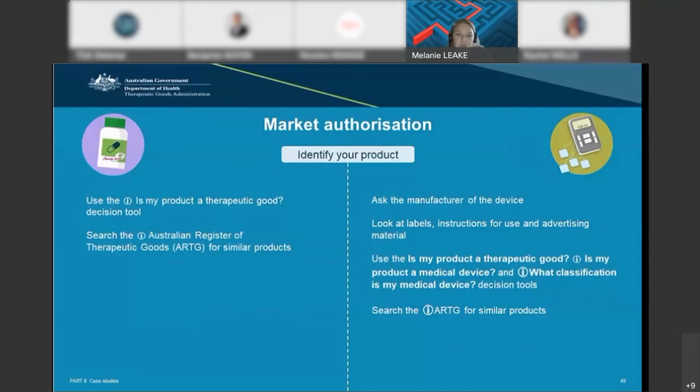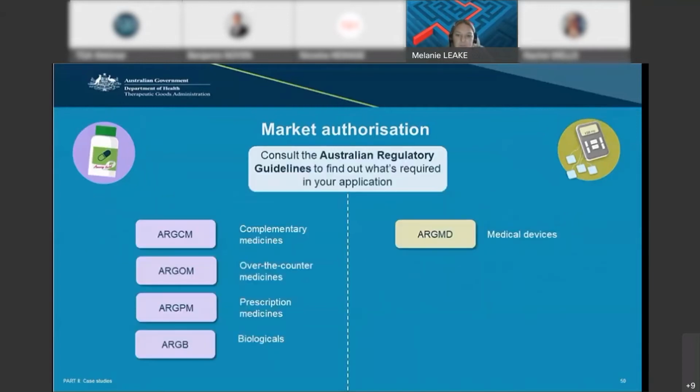You could also ask manufacturers about similar products, and you could also look at the labels and instructions and also advertising material. If you identify your product as a therapeutic good, you can then proceed with the market authorisation process. Please consult the Australian regulatory guidelines that are relevant to your product to determine what's required in the application process.